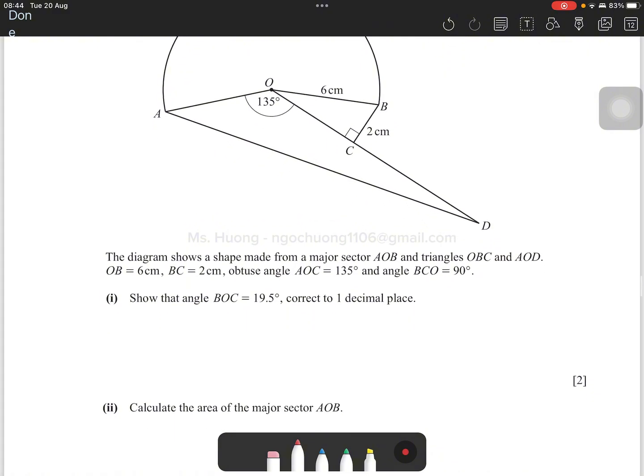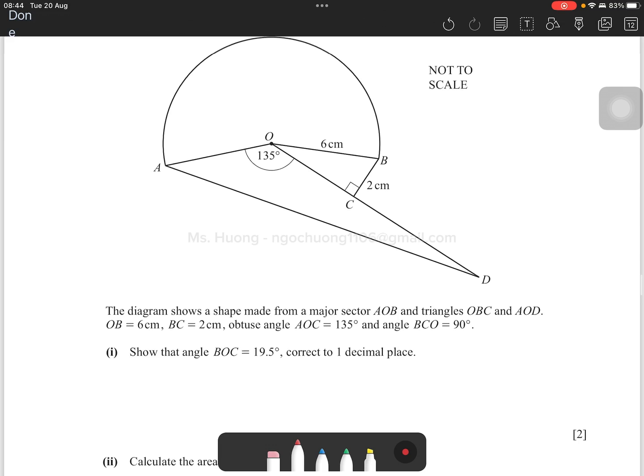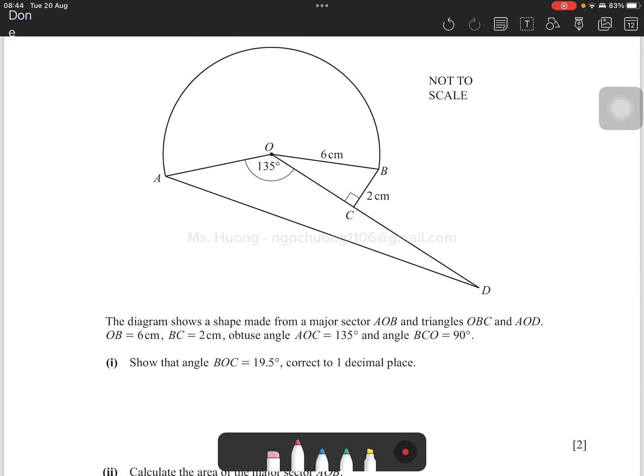Question 8. The diagram shows a shape made from a major sector AOB and triangles OBC and AOD. OB equals 6 centimeters, BC equals 2 centimeters. Obtuse angle AOC is 135 degrees and angle BCO is 90 degrees. 1. Show that the angle BOC, this red angle, is 19.5 degrees, correct to 1 decimal place.